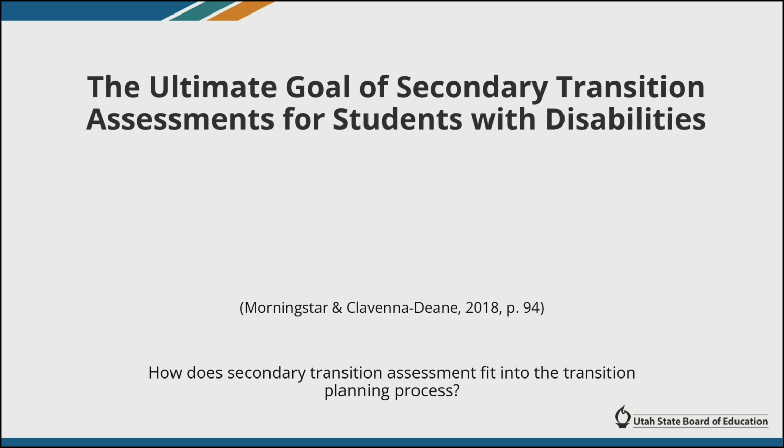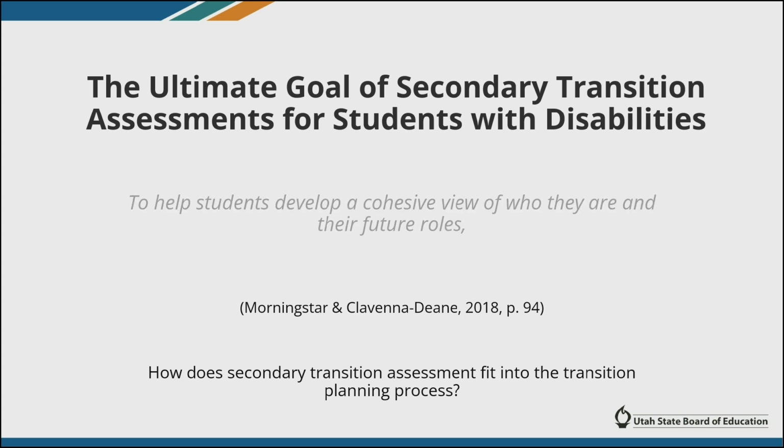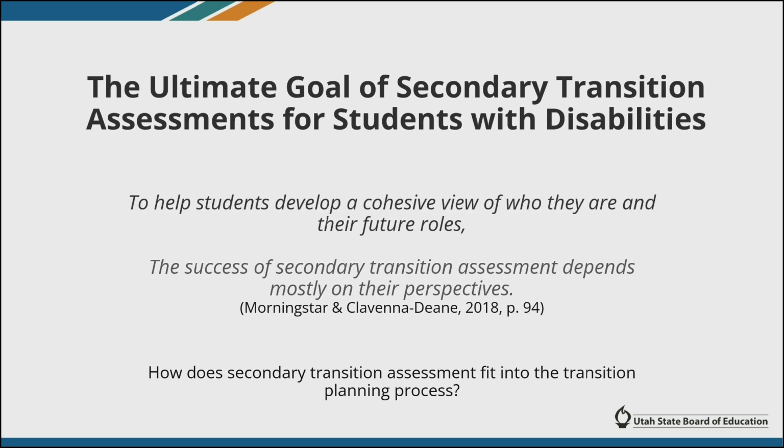The ultimate goal of secondary transition assessments for students with disabilities is to help develop a well-rounded view of who they are and their goals for their future roles. The success and robustness of the secondary transition assessment process depends mostly on the student's own perspectives. As we continue through this module, consider how assessment supports the process to prepare students with disabilities for adult life.